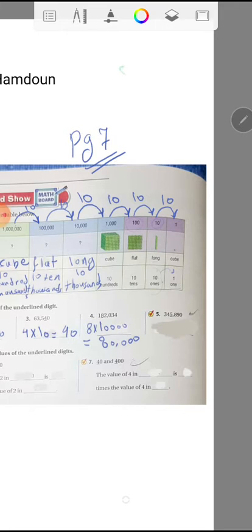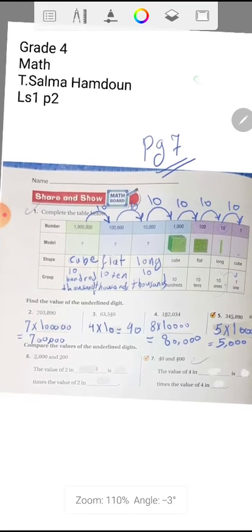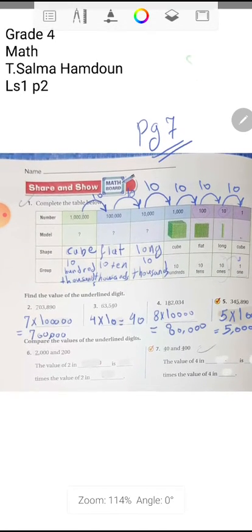Okay, now let's find the value of this number 5. This 5 is in the thousands digit, 1,000 digit. So to find the value of the number, you have to multiply it by 1,000. So the answer will be 5,000. Okay, and put a comma between the ones period and the thousands period. Okay, now let's continue.